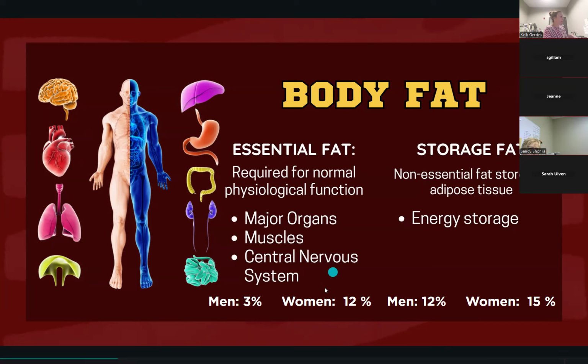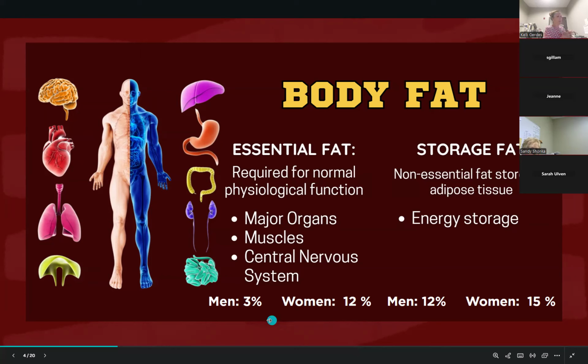If you look at the bottom here, women need a little bit more essential fat than men, and that is because of the reproductive abilities that we have and all the extra fat requirements that those take into effect and the hormones we need to produce. So that's why women have a little leeway on how much essential fat we need.